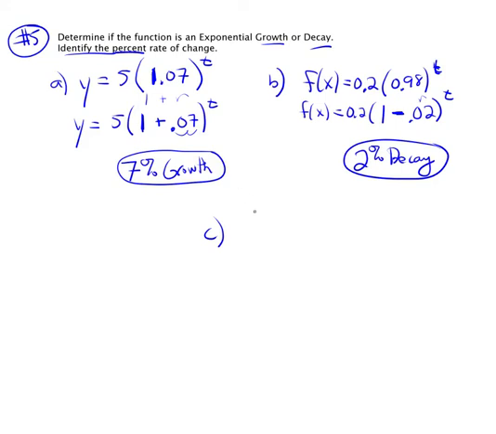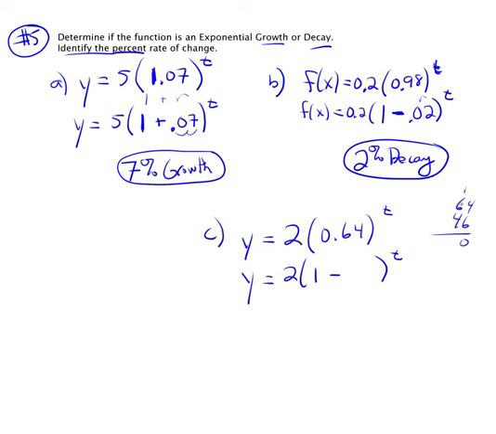All right, example C, y equals 2, parentheses 0.64, to the t. This I identify as a decay because it's less than 1. So I want to restructure that as 1 minus. Now be careful here, because a lot of people will put 46. And if you take 46 and add it to 64, you will get greater than 100%, which is wrong in our thinking. So you have to get to that 100% here.